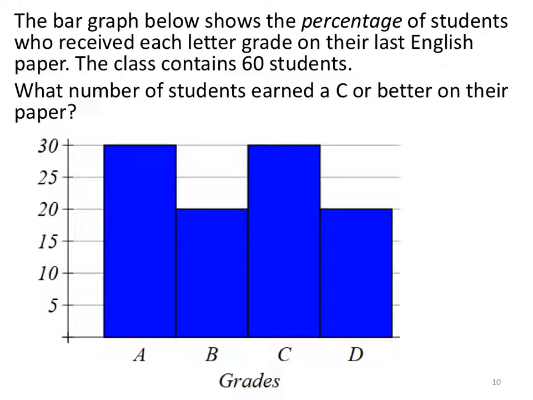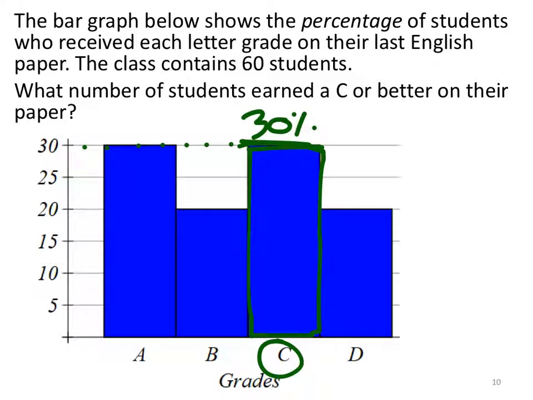The bar graph below shows the percentage of students who received each letter grade on their last English paper. The class contained 60 students. What number of students earned a C or better on their paper? So we're looking at the C grade, which would be represented by this bar. Because this is a bar graph, they just pushed them together. It's kind of unusual to see bar graphs pushed together like this, but this still works. And we can see that the top of this corresponds with this 30% over here. So it's 30% of the class.